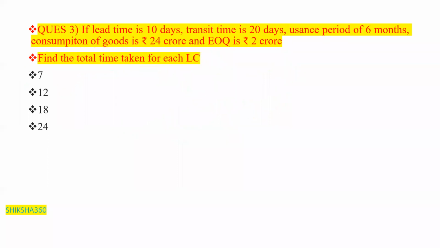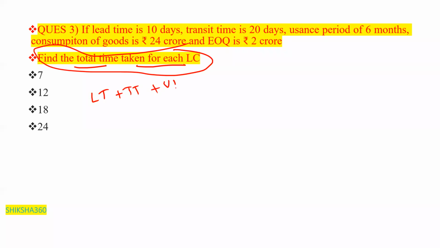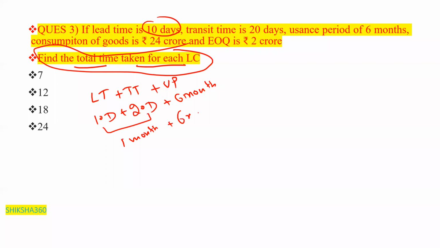Now move to question number 3. Find the total time taken for each LC. How can we find the total time? That is lead time plus transit time plus usance period. Lead time is 10 days, plus 20 days, plus 6 months. So we can consider it to be 1 month plus 6 months. So in total it is to be considered as 7 months. So this one is our answer.